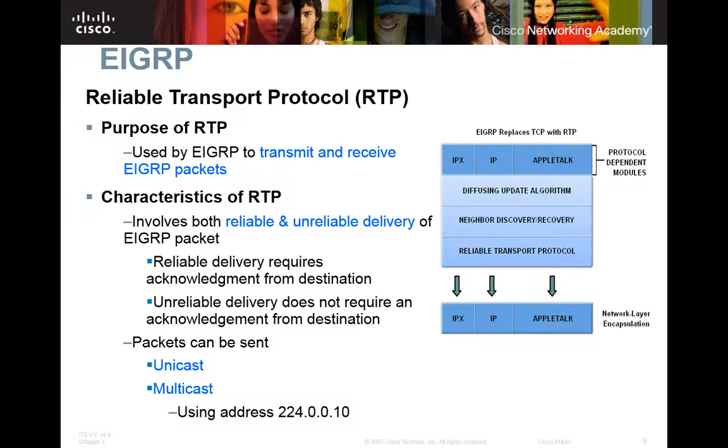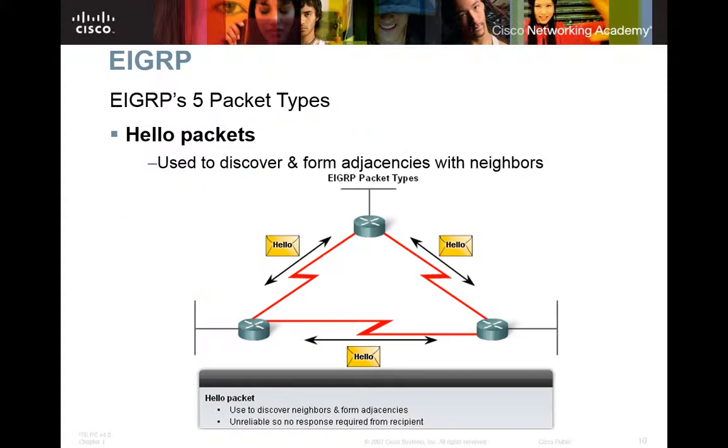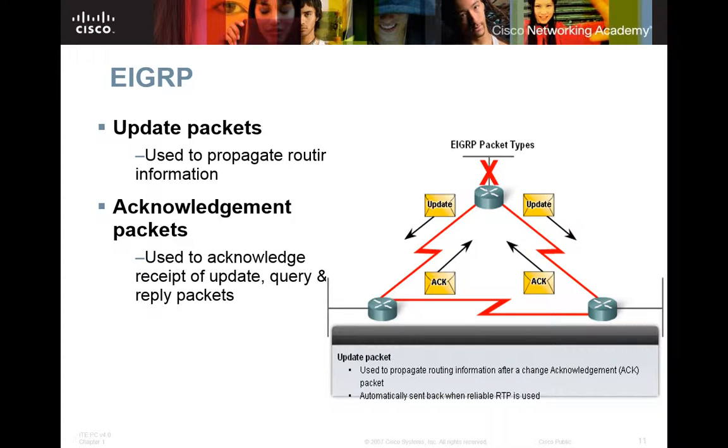Packets can be sent both in unicast and multicast. And EIGRP will send hello packets just to discover and find out who's out there. That's how it does discovery. It'll send update packets, but then it also requests an acknowledgement packet that they got the update packet. What happens if they don't get the acknowledgement? It's going to resend the packet.